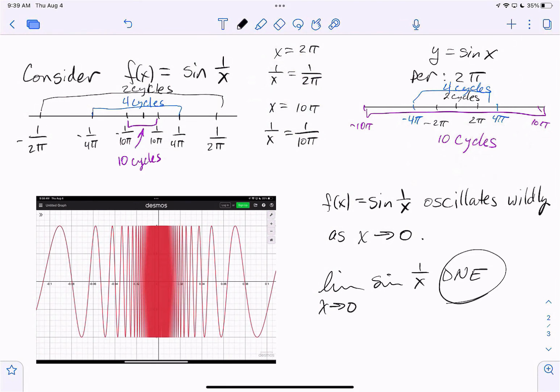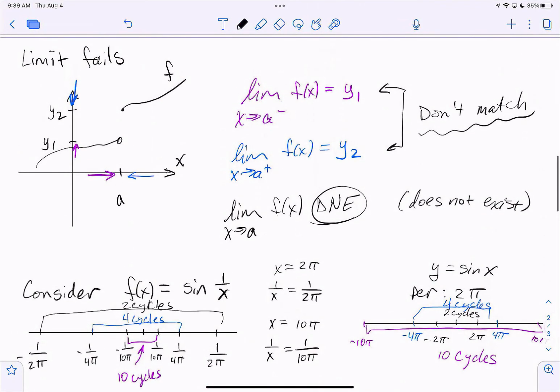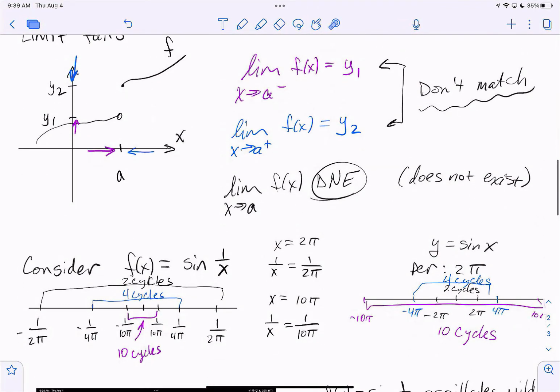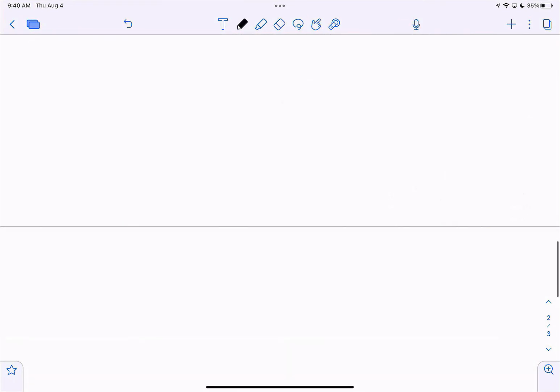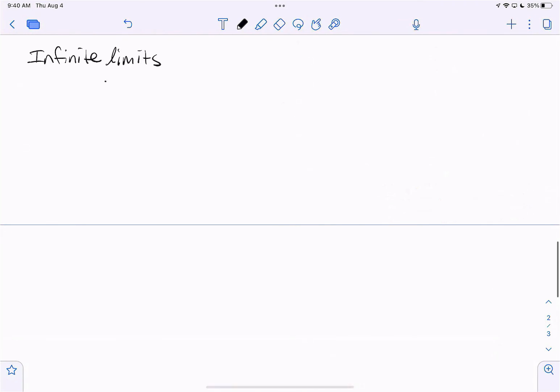Right. So wild oscillations are another way in which a limit can fail to exist. Right. So if my limits don't match from the left and right, the limit doesn't exist. If my function wildly oscillates, the limit does not exist. Now there's a special way in which a limit can fail to exist, and we don't write d and e. We're going to consider infinite limits.